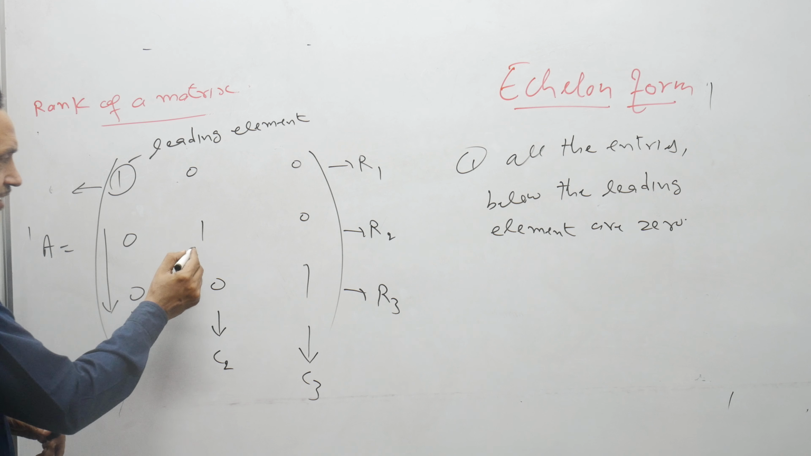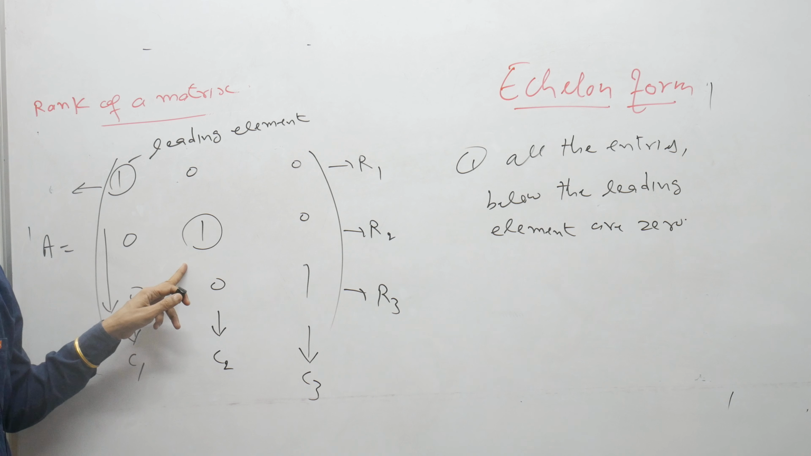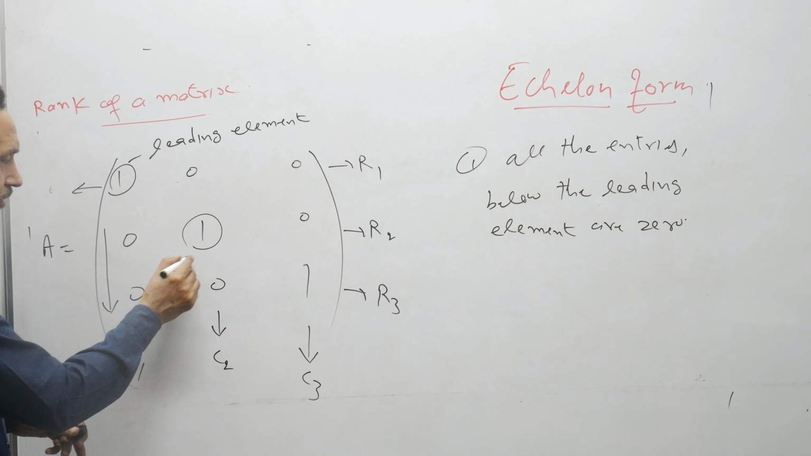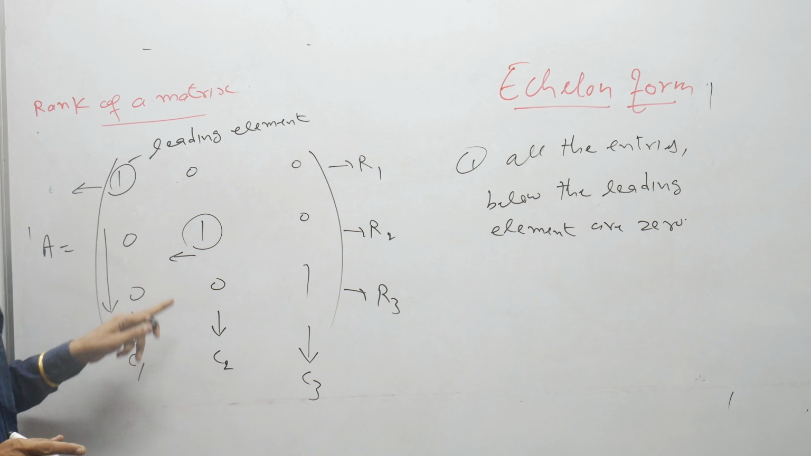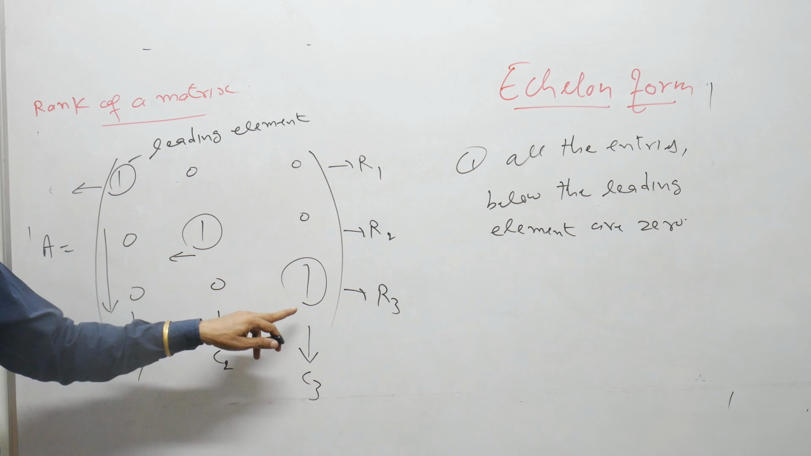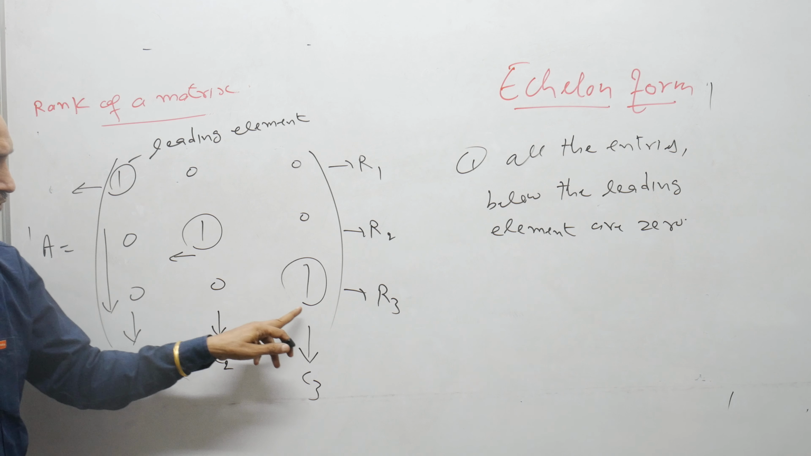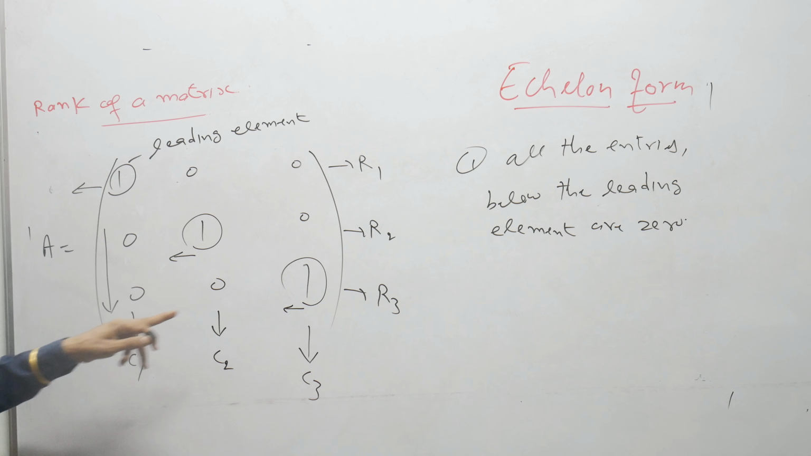Next, in second row, this is the first non-zero element of this row. So the number of zeros which lie to the left of this entry is 1. So I would say number of zeros in second row is 1. Similarly, in third row, this is my first non-zero entry of this row. So number of zeros which are lying to the left of this 1 are 2.